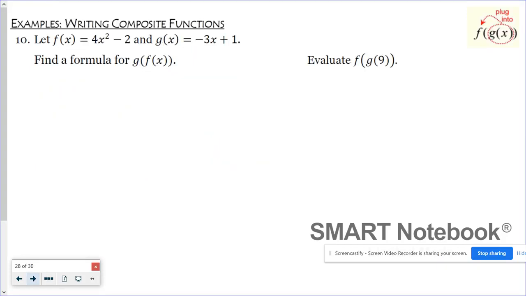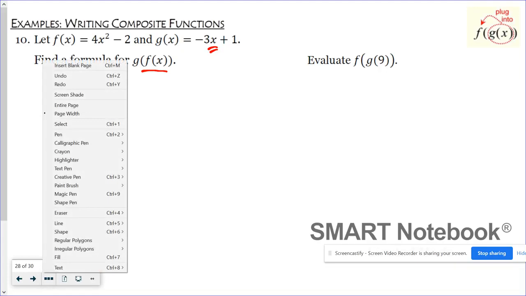So in problem number 10 here, my two functions are f of x equals 4x squared minus 2 and g of x equals negative 3x plus 1. Find a formula for g of f of x. So I want to plug f of x into the function g of x. So notice g of x has a single variable right here. I need to replace that with the function f.